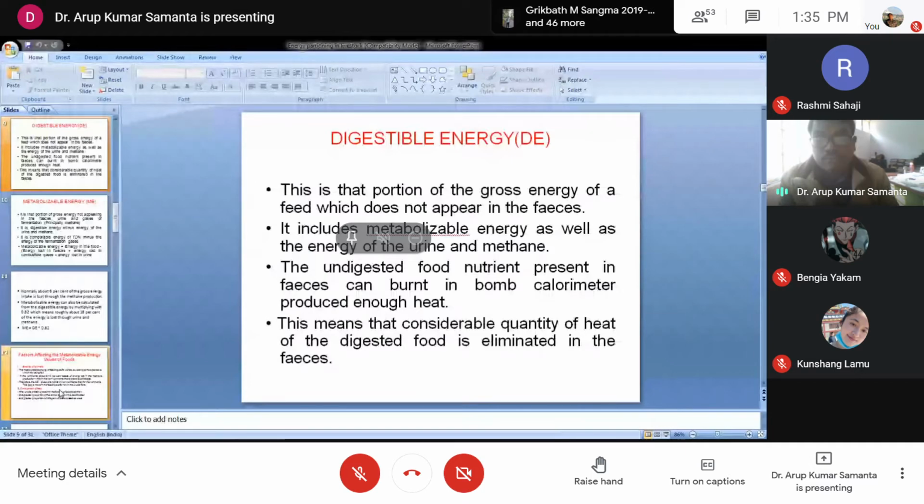Food nutrient present in the feces can burn in the bomb calorimeter and produce heat. That means, first of all, you have to measure the gross energy content of the food, then you have to measure the gross energy content of the feces. So if you deduct the fecal energy, which is also measured in the bomb calorimeter, from the gross energy content in the food, you will get the quantity which is actually digestible, and you will get the value of digestible energy.